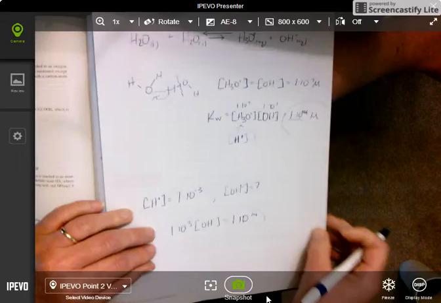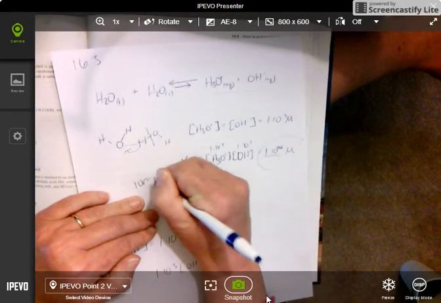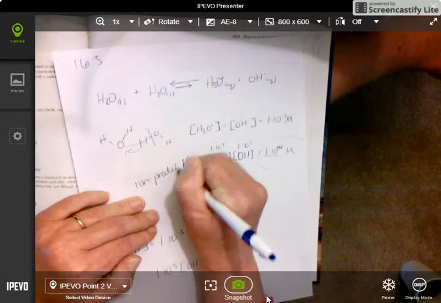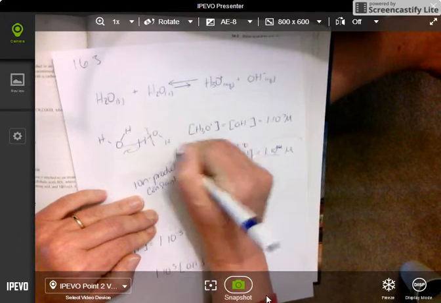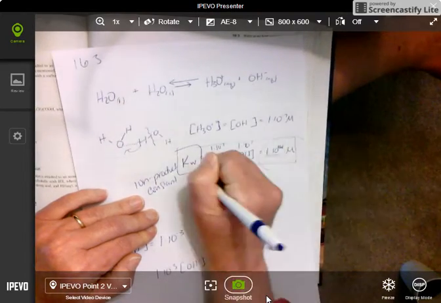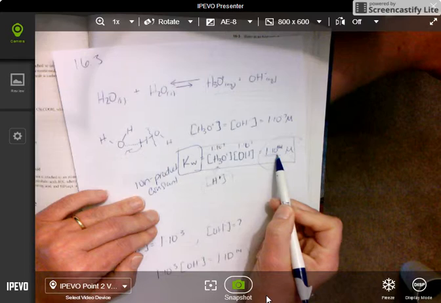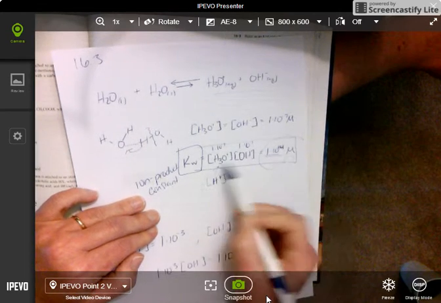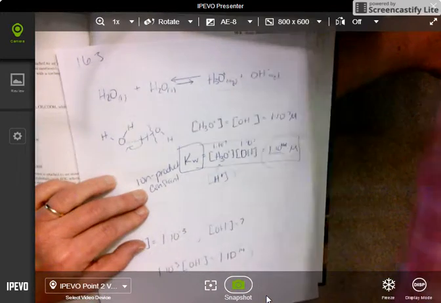One of your vocabulary words is ion product constant. It's one of those things you have to memorize. You need to memorize that these two have to equal 1 times 10 to the negative 14th. You have to be able to use it and recognize it as the ion product constant. Let me know if you have any questions.